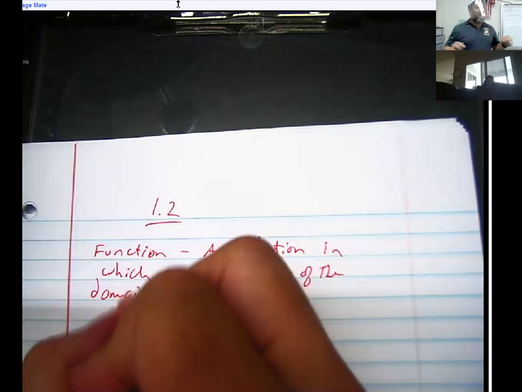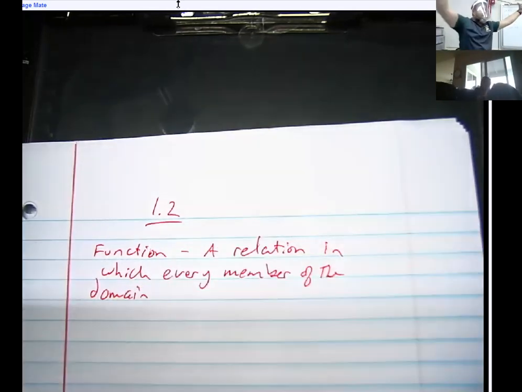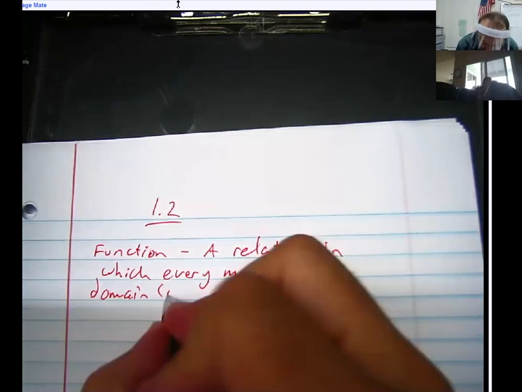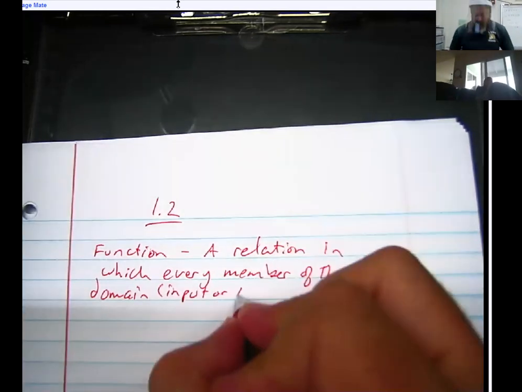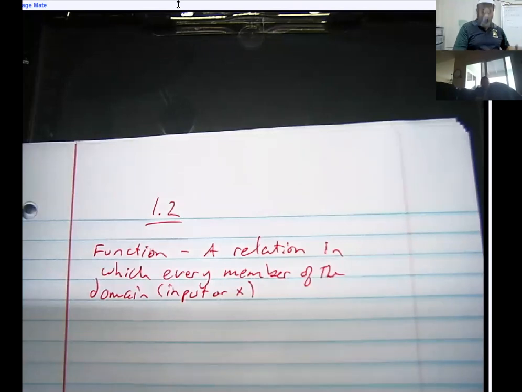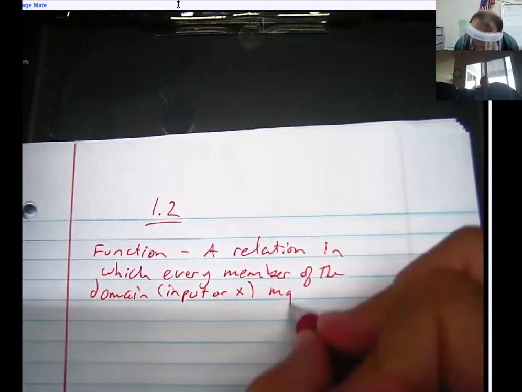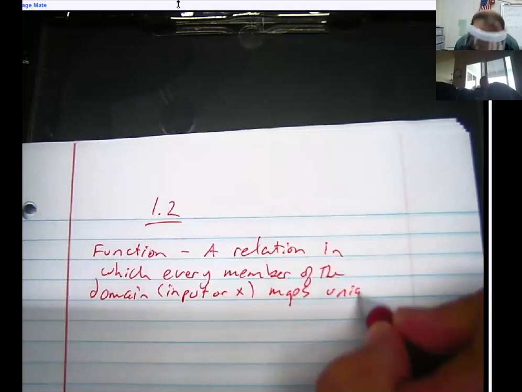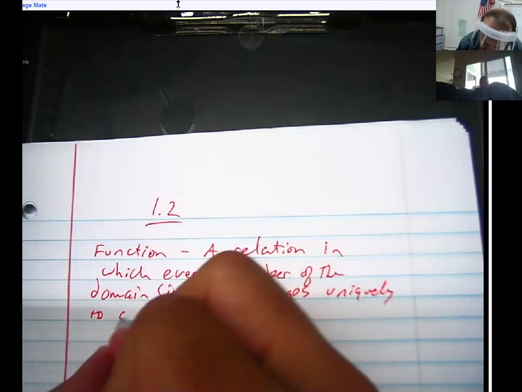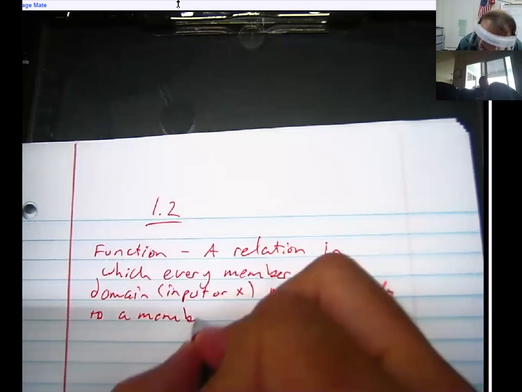Now, do you guys remember which letter in there is the domain usually? It's usually X. That's the input or X, right? Every member of the domain, that's the input or the X value, which we often will also call the independent variable. Each of that independent input or X domain maps uniquely to a member of the range.